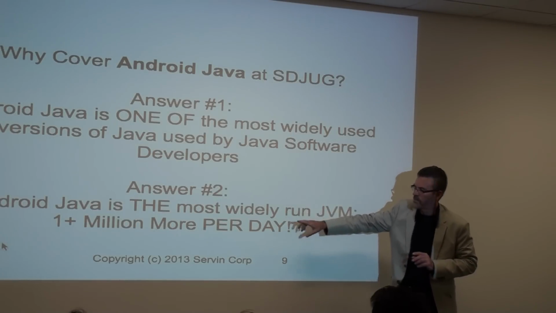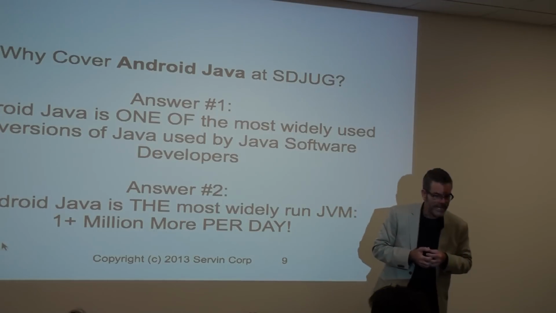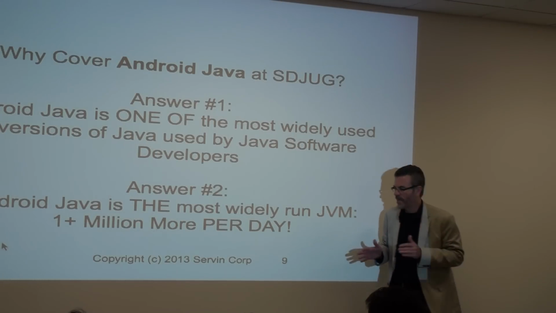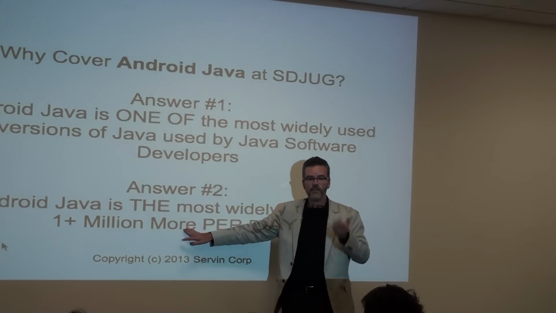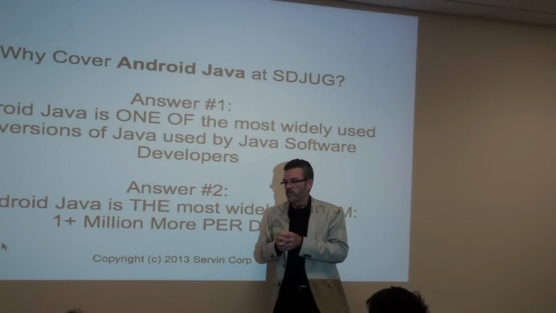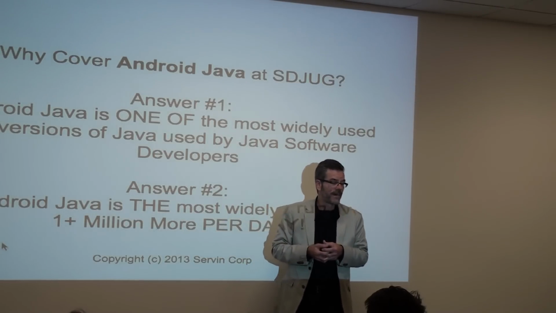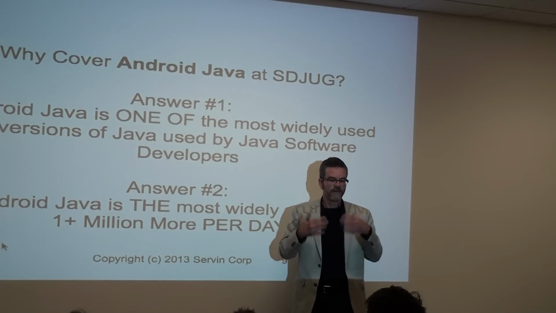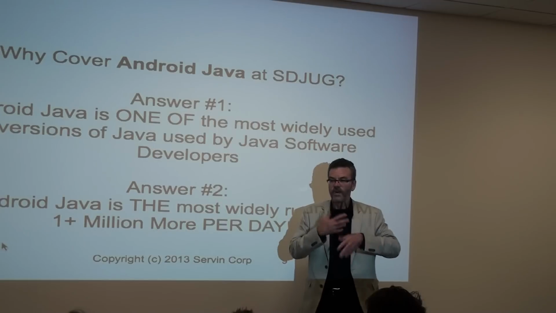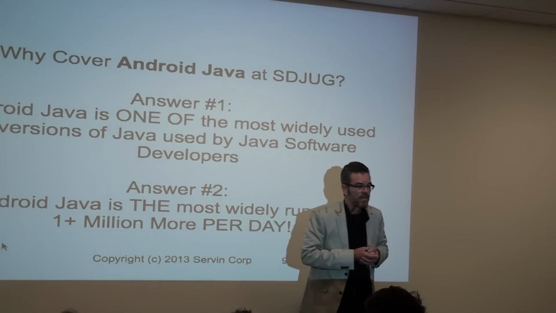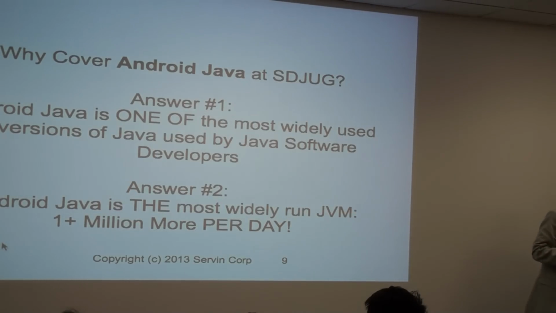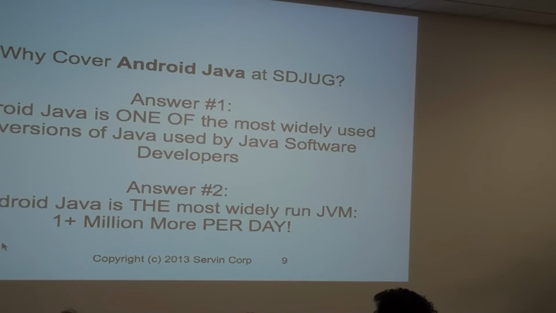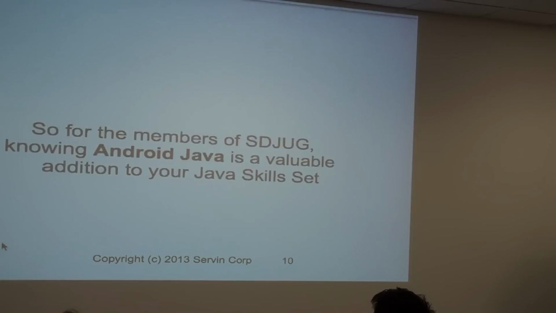The other answer is the Android Java virtual machine is the most widely run JVM anywhere. In fact, every day that goes by, there's over 1 million more of these virtual machines running because that's how many devices are activated per day. So we're talking about hundreds of thousands of Java code being executed at any given moment. So it's quite remarkable. And we all know it's just warming up. It's just warming up. So as big as it is, the numbers are only getting bigger.